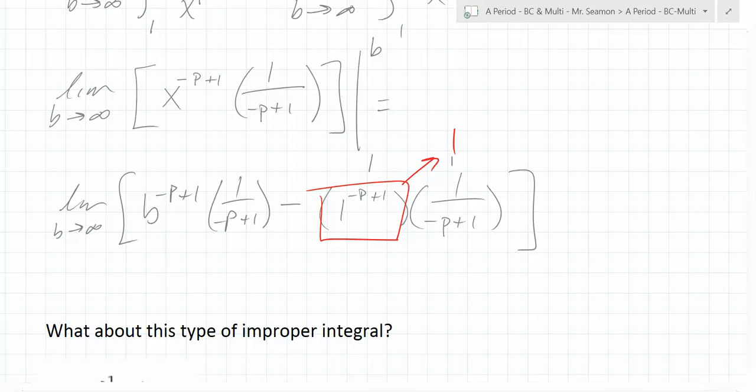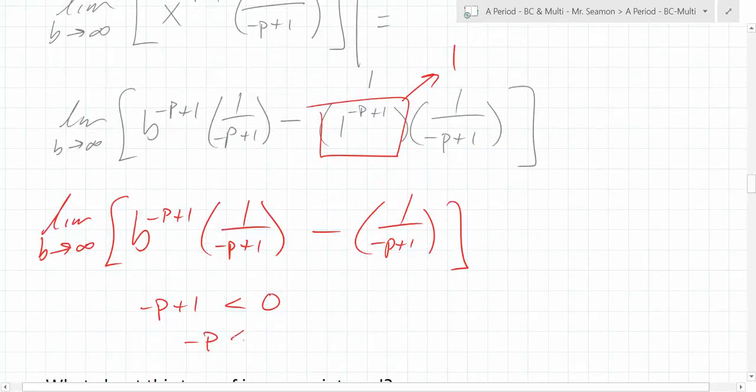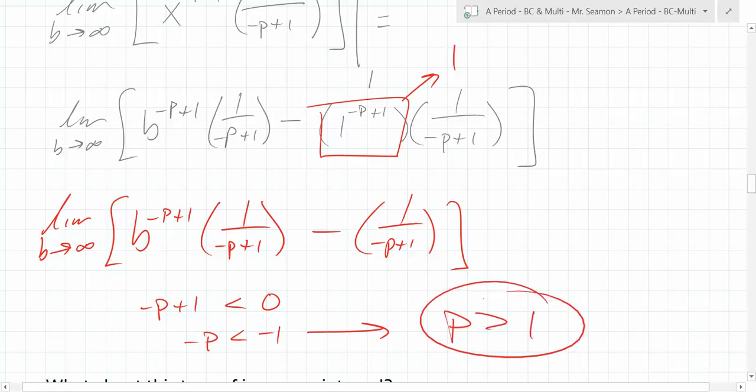So if we simplify this, negative p is going to be less than what? Negative 1. So what does that mean? p is greater than 1. That's where that comes from, because everything else doesn't really matter for convergence or divergence. The only thing that matters is this thing right here. You want it to blow up or go to some finite number. And you know it's going to blow up because this is going to go to 0 if p is greater than 1. That's where it comes from.